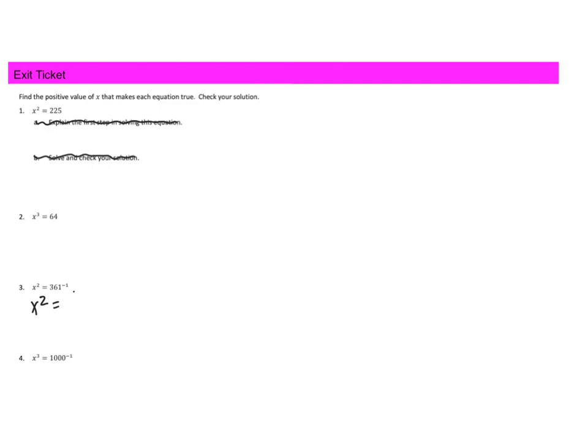what squared equals 1 over 361. And the last one, what to the third power equals 1000 to the negative first power, which is the same as saying that. Okay, so I've helped you out a little bit here. Go ahead, take your time, show your work, and get these 4 questions answered. All right, no reflection today.